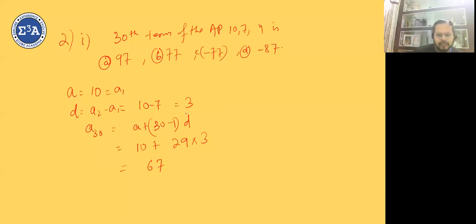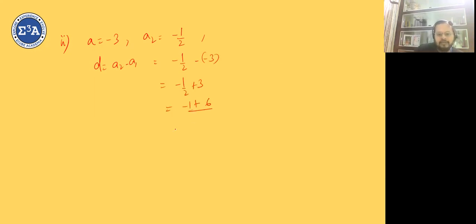What mistake am I making? Difference is a2 minus a1, no? So a2 was 7. 7 minus 10 is minus 3. Minus 3 into 29 is minus 87. 10 minus 87. So it is minus 77. Option C is the answer. Okay.